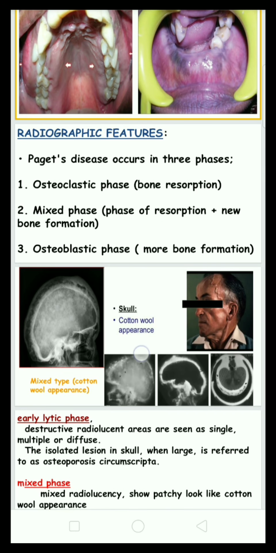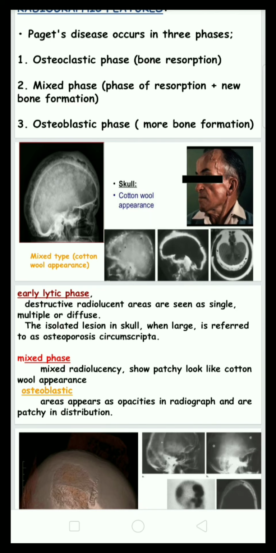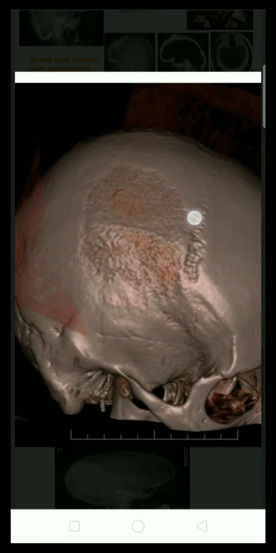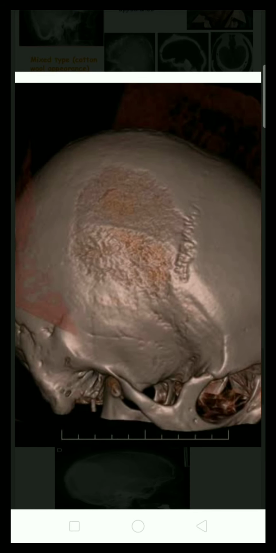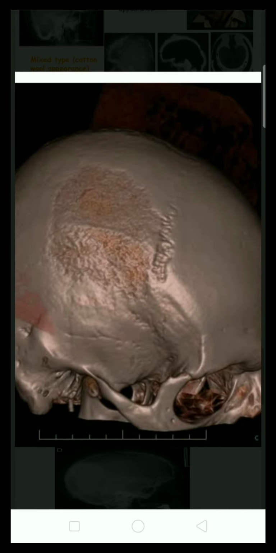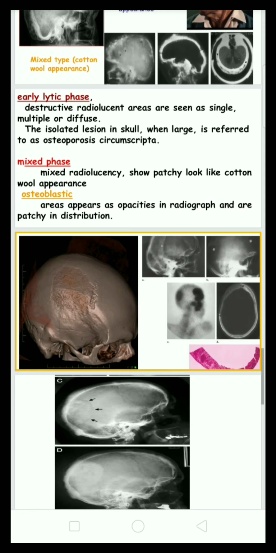In the early lytic phase, the osteoclastic phase, destructive radiolucencies are seen in this area. In this particular area, osteoclastic activity is taking place. In the skull, this is called osteoporosis circumscripta. At the same time, it is very diffuse, and can be single or multiple.